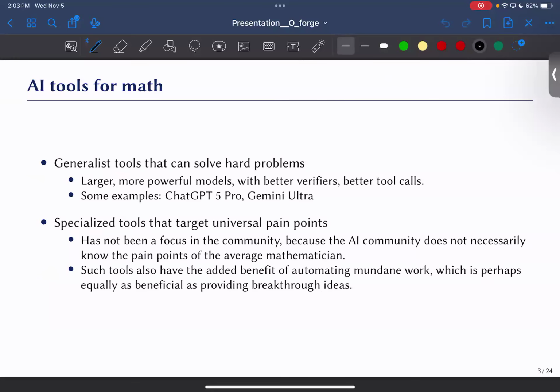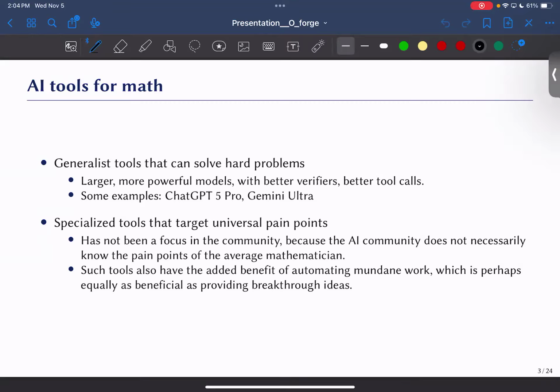Okay, so AI tools for math: there are generalist tools that can solve hard problems. Larger, more powerful models with better verifiers and better tool calls can sometimes help you in your research. For example, ChatGPT 5 Pro, the most expensive version of ChatGPT, has been pretty useful for mathematicians in the recent past to solve some problems that are more amenable to tools like these, like problems in optimization, maybe some combinatorics and things like that. So recently, these tools have been becoming more and more powerful, and they can actually help math researchers in their work in some areas.